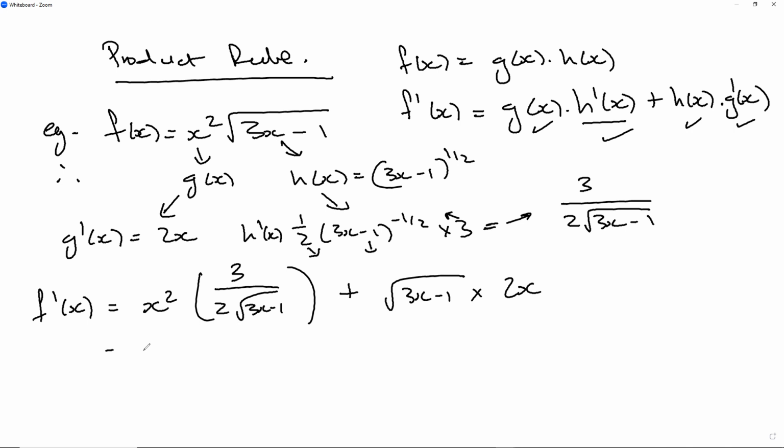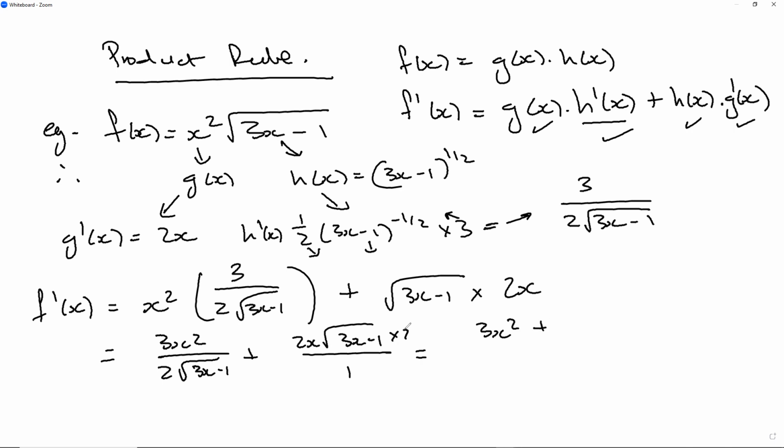Now I'm left with this, I can simplify this now, right? Simplifying this completely, I got 3x squared over 2 root 3x minus 1 plus 2x root 3x minus 1, actually over 1. Now bring it into a single fraction and cross multiply, multiply both sides by 2 root 3x minus 1. The left hand side will stay the same. I multiply this by 2 root 3x minus 1, this is going to be 4x, and the square root bracket will disappear, over 2 root 3x minus 1.